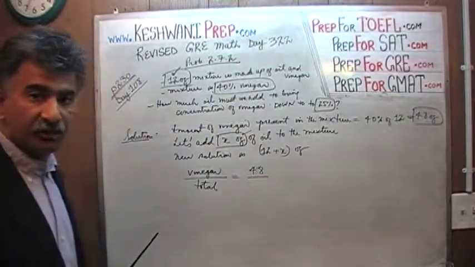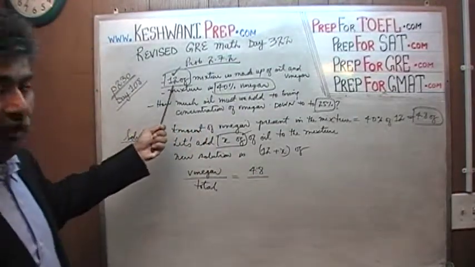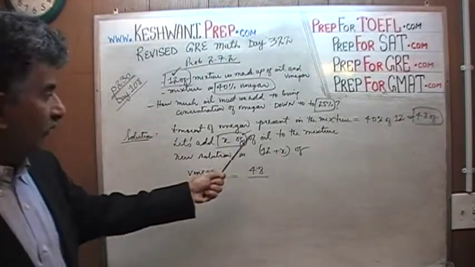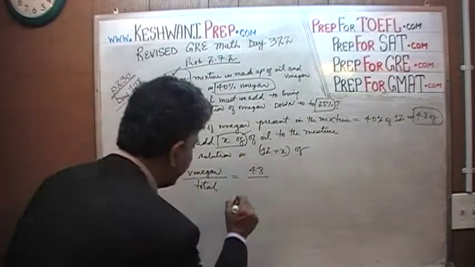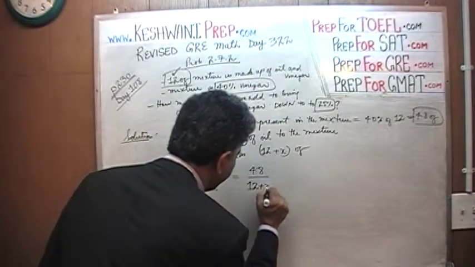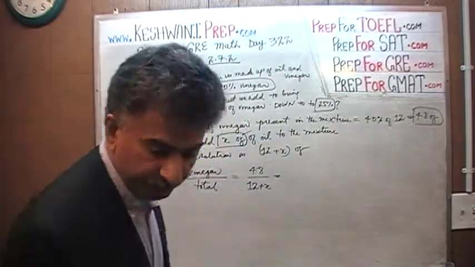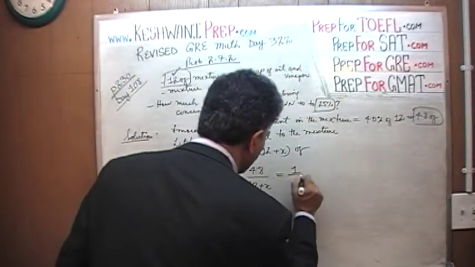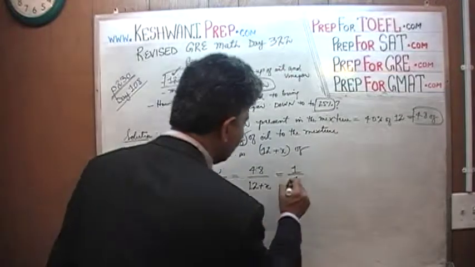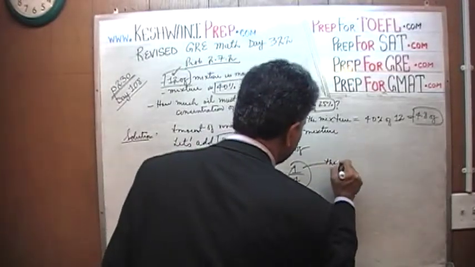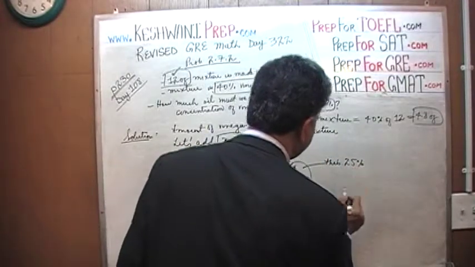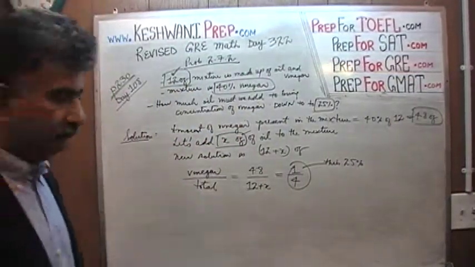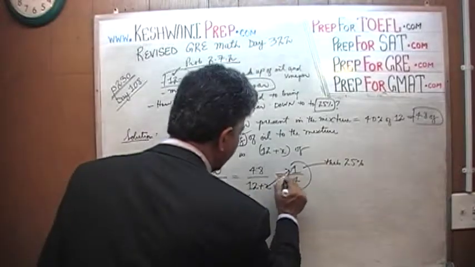The total amount of mixture we have now is, we had 12 ounces of mixture to start out with. By adding X more ounces of oil into it, the total amount of mixture we have now is 12 plus X. And we want this ratio to be 1/4, because 1/4 of something is 25%. That's it, we're done. You just have to cross multiply.